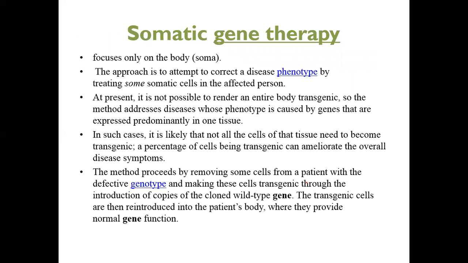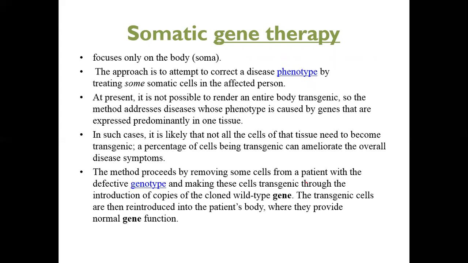Somatic gene therapy is not done up to the day. It focuses only on the body, soma cells. The approach is to attempt to correct a disease phenotype by treating somatic cells in the affected person. At present, it is not possible to render an entire body transgenic. In such cases, it is likely that not all the cells of diseased tissues need to become transgenic. A percentage of cells being transgenic can ameliorate the overall disease symptoms.